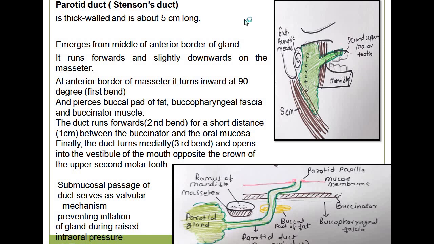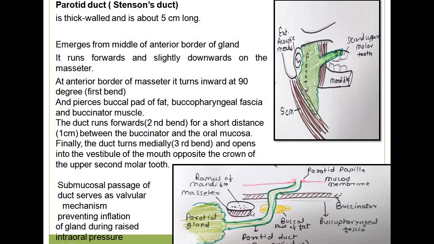Now coming to the Stenson's duct, that is the parotid duct. Now this parotid duct is a thick walled and is about 5 cm long. Here you can see from anterior border it's emerging. It emerges from the middle of anterior border of the gland. It runs forward and slightly downward on the masseter muscle. At the anterior border of masseter, here you can see from this anterior border the duct is emerging.